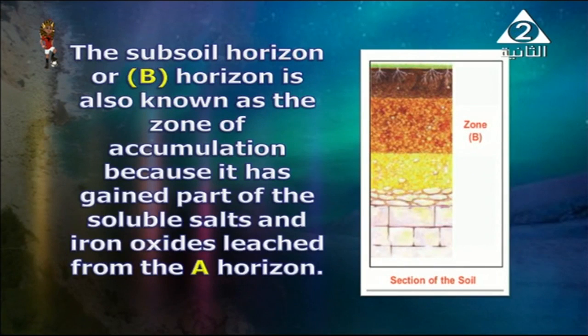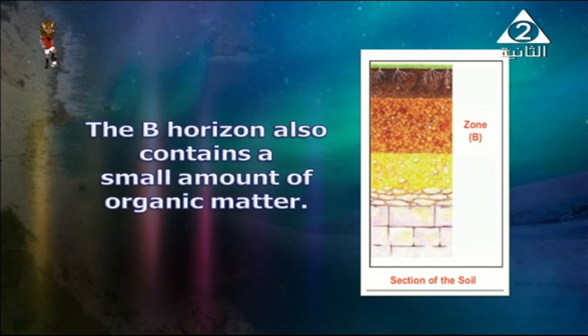This horizon is called the B horizon, also known as the zone of accumulation. As you see, the first zone, the A zone, is known as the zone of leaching. This is the zone of accumulation because it has gained part of the soluble salts and iron oxides leached from the A horizon. The B horizon also contains a small amount of organic matter.